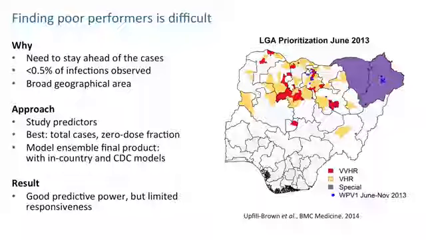So in order to do that, we wanted to look at what predictors we could use to predict where cases would be next. And what was most striking is that the best predictor was the sum of cases historically in a certain district. So a district that had a lot of cases 3 years ago could be more at risk than a district which had a case just last week.